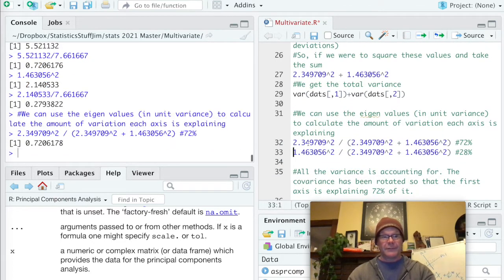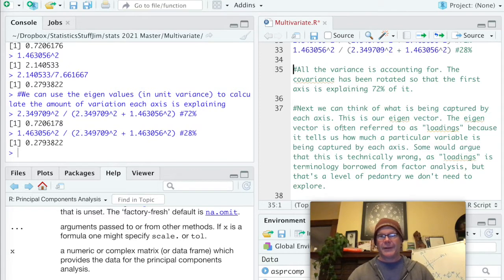Oh, look at that. I did it. See? That's exactly what I did. So all the variance is accounted for.